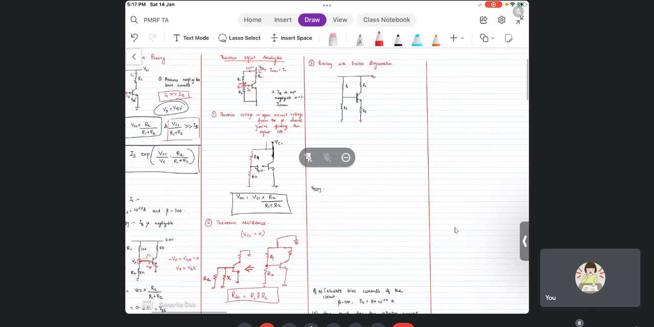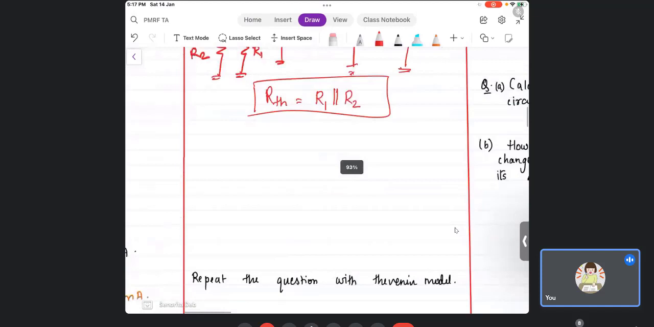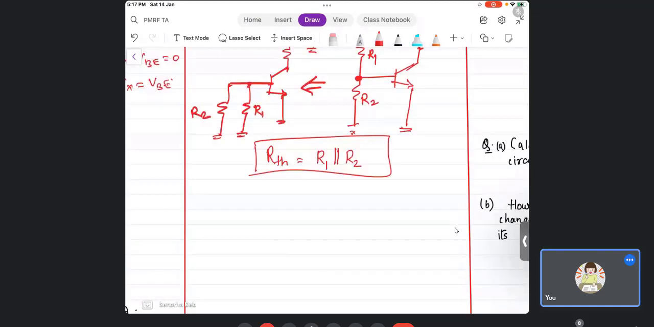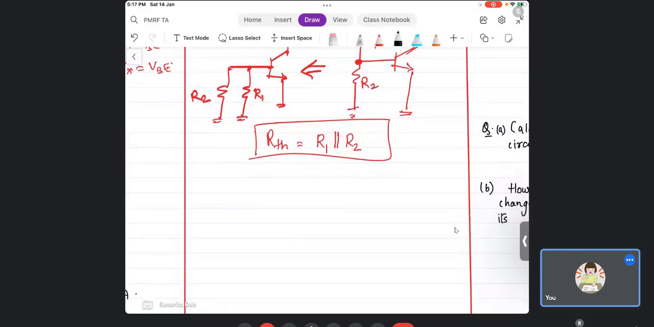Okay, so I hope you guys are done now. So now what will be the value of IC? IC will be, so how do we write the circuit? We rewrite the circuit like this.